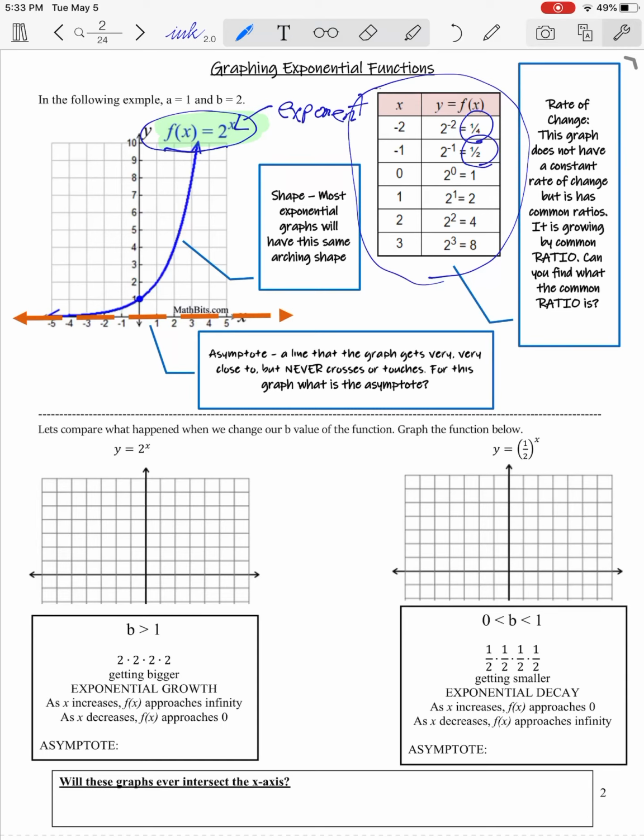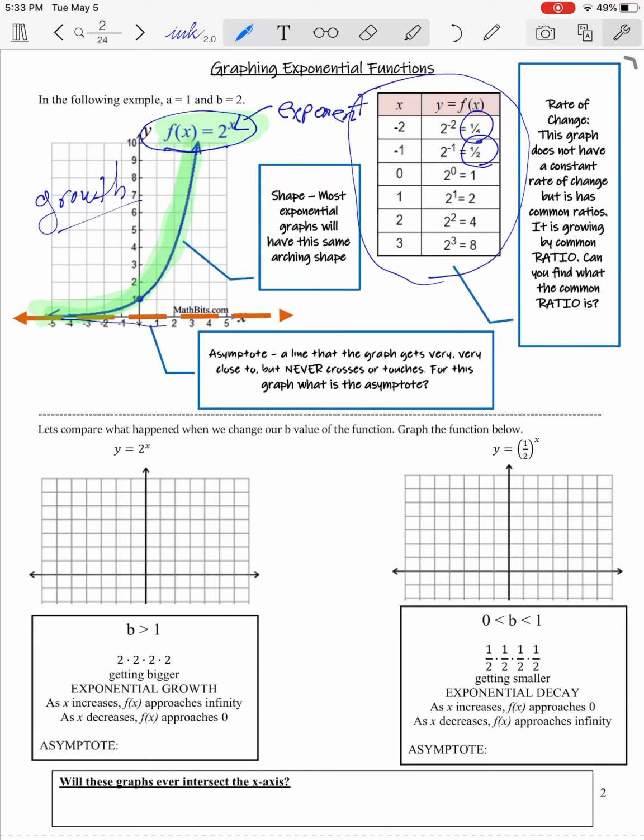When you graph this, you don't have to be perfect. And if you look, here you go. This is what it's going to look like. This is called an exponential. This is going up. So that is called exponential growth.